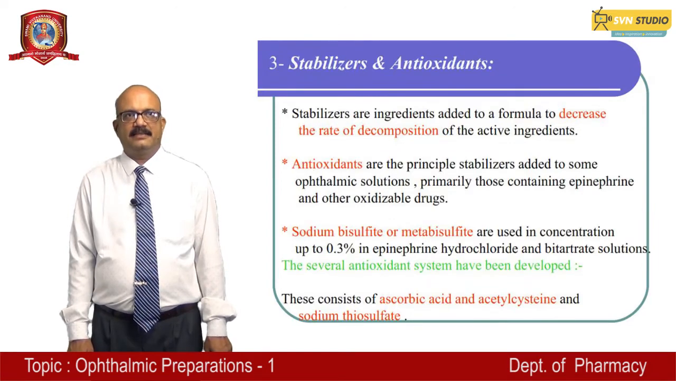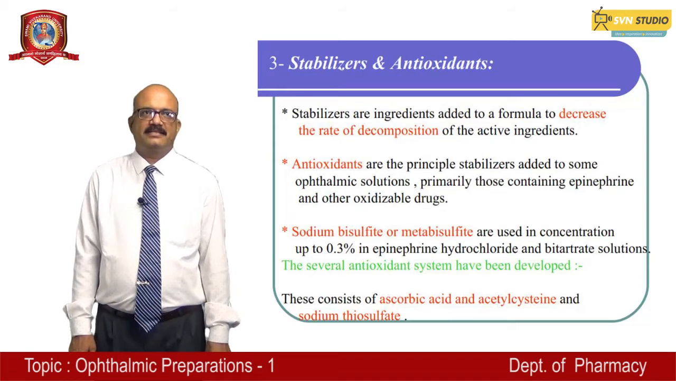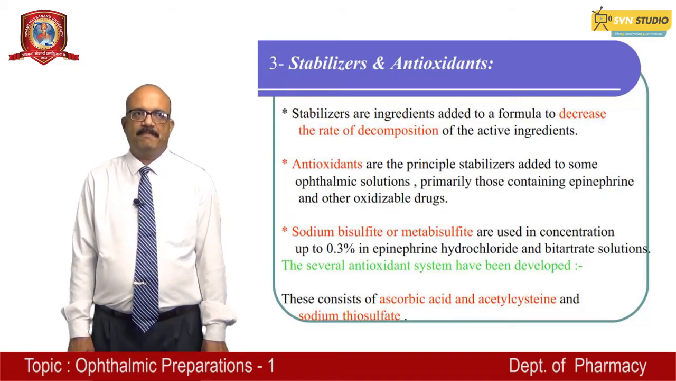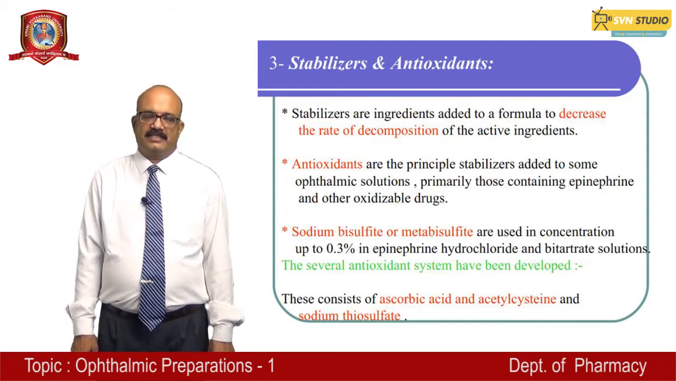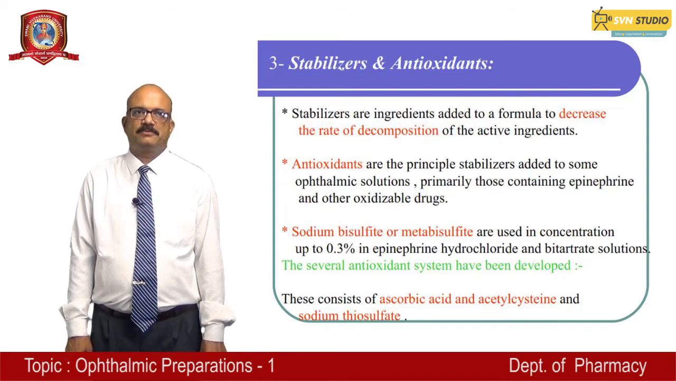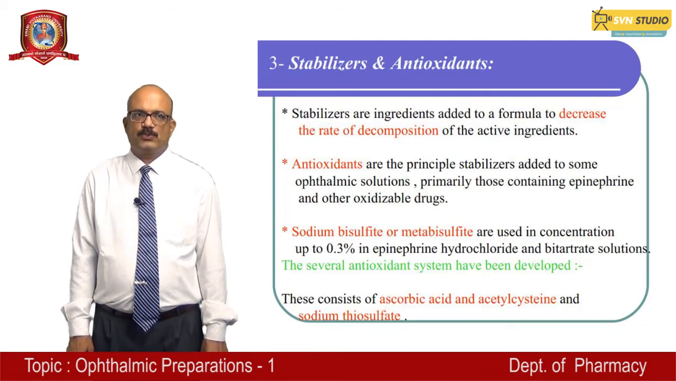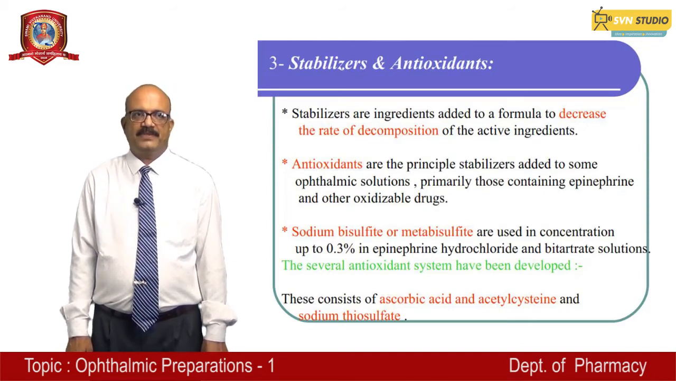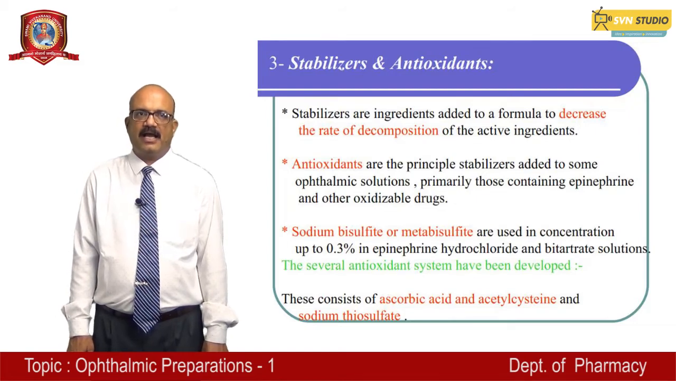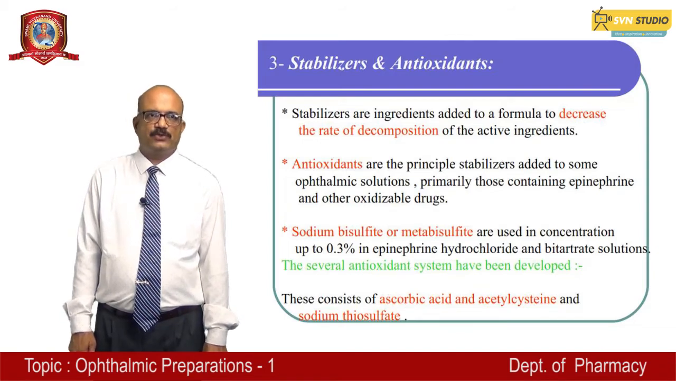Now coming to the stabilizers and the antioxidants which are to be used. The stabilizers are ingredients added to a formula to decrease the rate of decomposition of the active ingredients. They are added to some ophthalmic solutions, primarily those containing epinephrine and other oxidizable drugs. Sodium bisulfite or metabisulfite are used in concentrations up to 0.3% in epinephrine hydrochloride and bitartrate solutions. Several antioxidant systems have been developed, which consist of ascorbic acid, acetylcysteine and sodium thiosulfate.